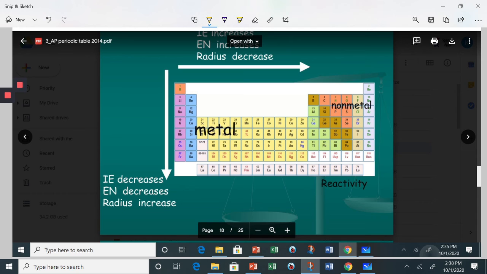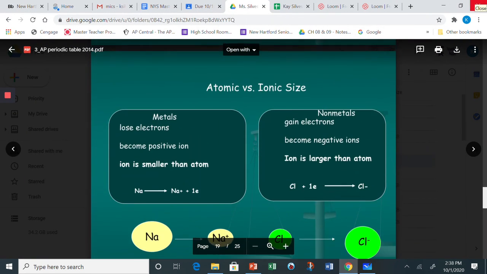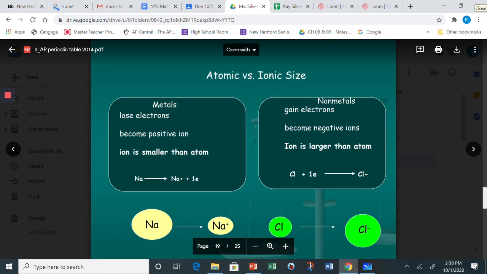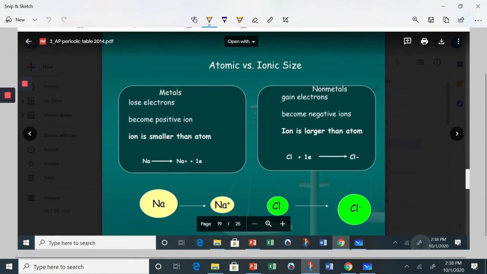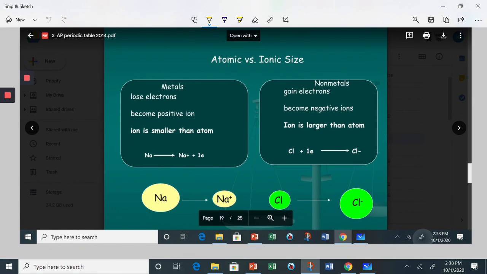And lastly, but not least, because this is also important, what happens when you make an ion versus the atom? And we'll talk about this a lot when we talk about bonding and distance and more Coulombic forces. Okay, in general, I always speak in generalities because remember, the exception to the exception of the rule. Right? Metals will lose their electrons. They become positive.